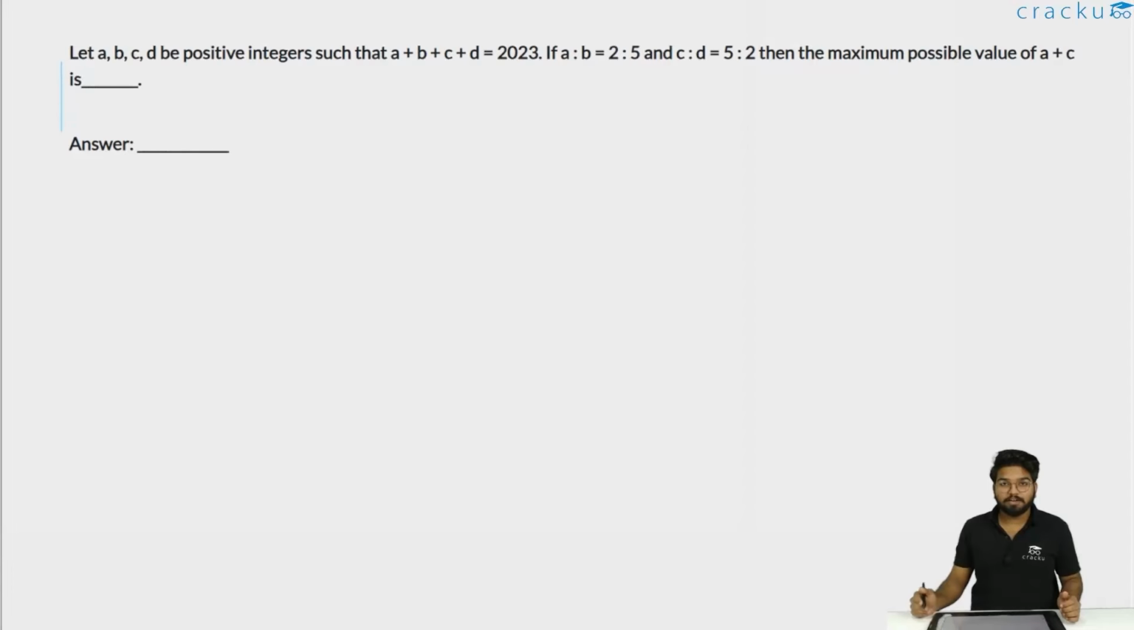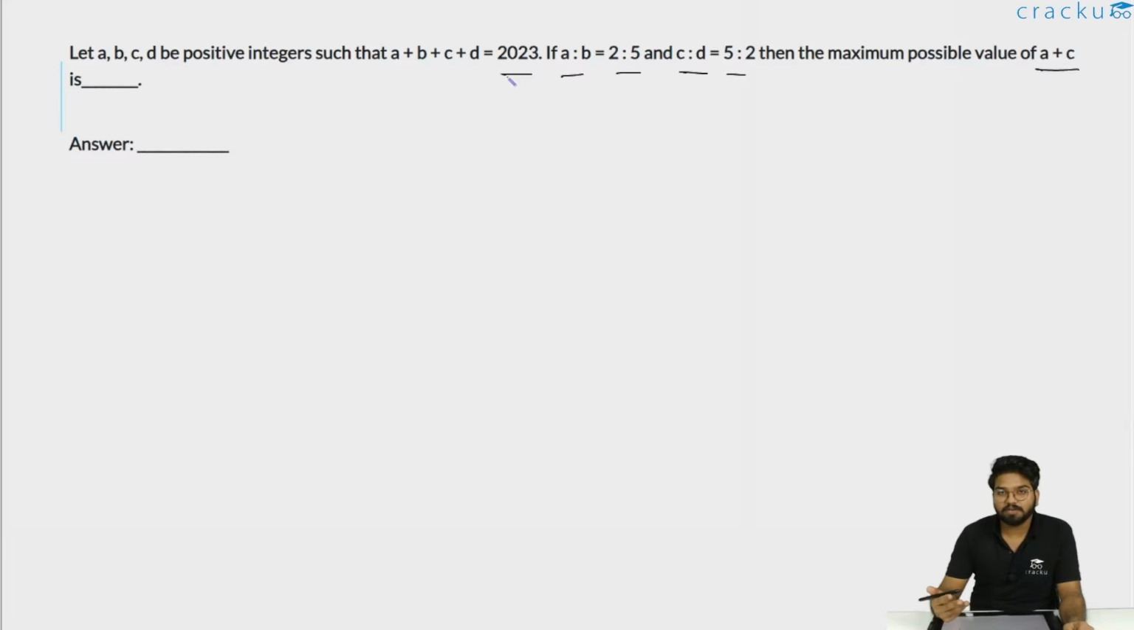Hi guys, we have this question in front of us based on ratio and proportion. It is an easy question. Let's do it. It says that let A, B, C and D be positive integers such that A plus B plus C plus D is equal to 2023. We are given the ratio that A is to B is 2 ratio 5, and similarly we are given the ratio for C and D. What is the maximum possible value for A plus C?